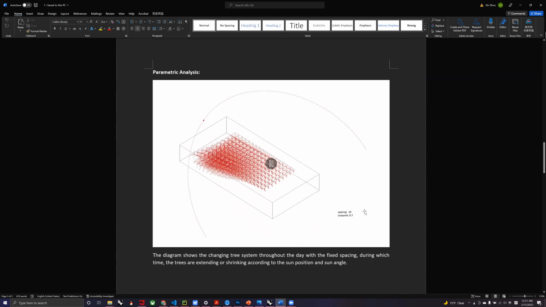This diagram shows the changing tree system throughout the day with the fixed spacing, which is 10 right now, during which time the trees are extending or shrinking according to the sun position and sun angle.